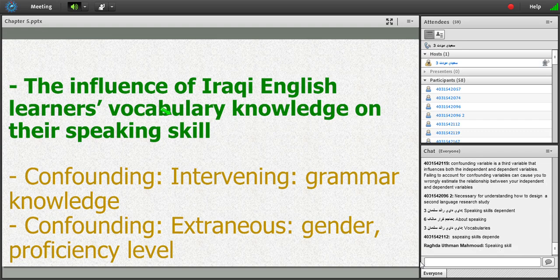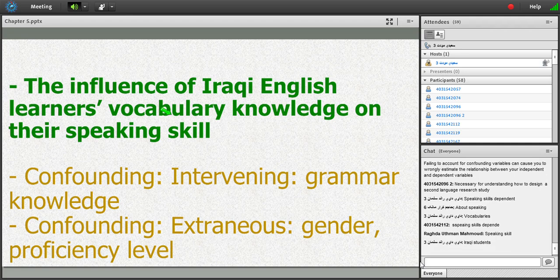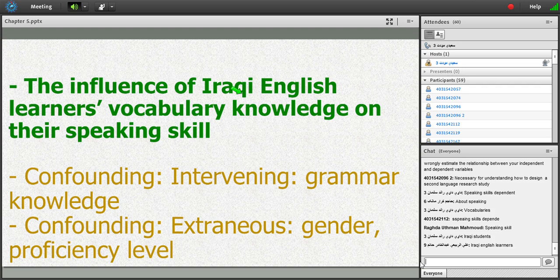What are the control variables here? Yeah, the control variable here is Iraqi English learners. They are Iraqi, not Iranian, not French, not American. They are English learners, not other languages, okay? Now, we may have confounding variable intervening ones like grammar knowledge, okay? For example, we know the students study grammar as well, and it can influence their speaking skill, but it is not part of our study, so we don't consider it, we don't measure it.